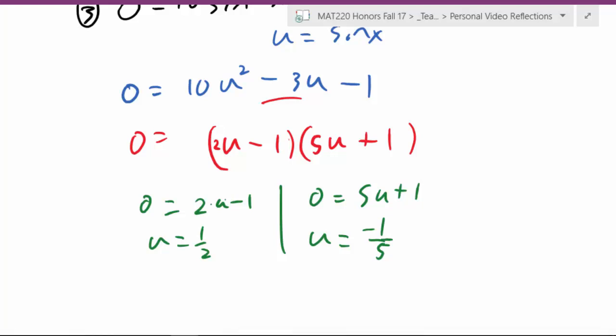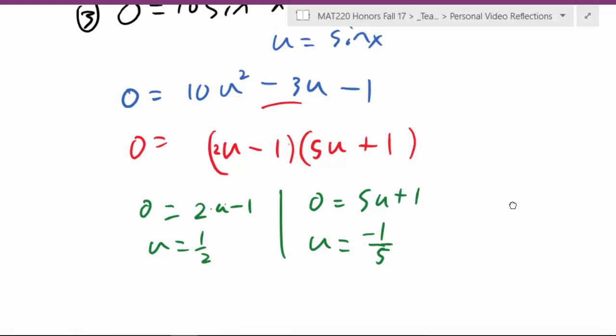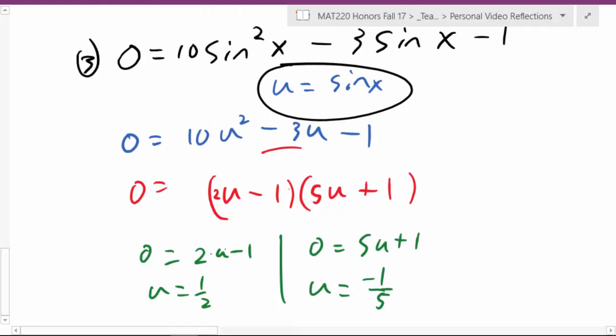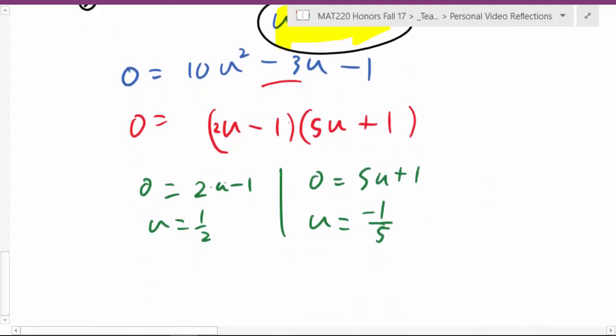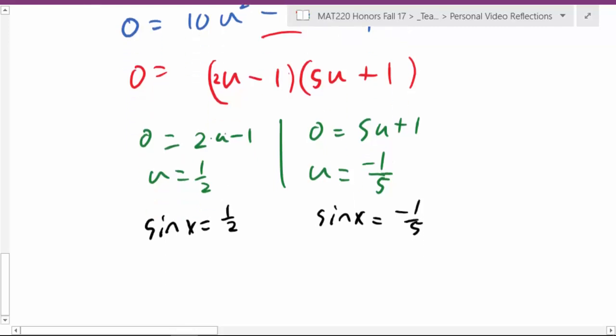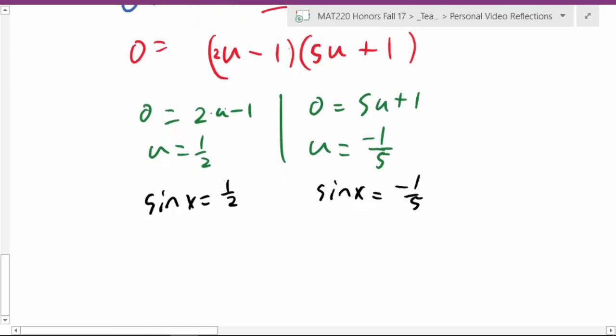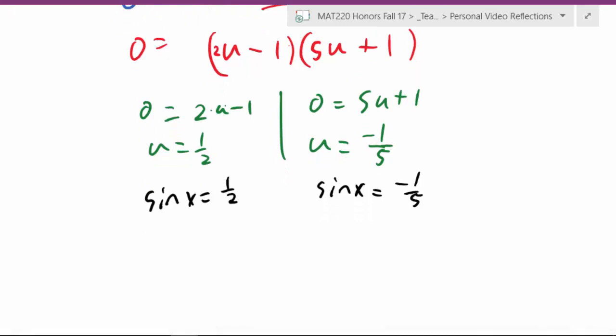No, we did not start with u, right? We started with sine. So that means everywhere we have a u, we need to sub back in a sine. So we know sine x is equal to 1/2, and we know sine x is equal to negative 1/5. Now, here's what I want you to be able to recognize. We're not done. We need to actually solve. So how do we solve for sine?